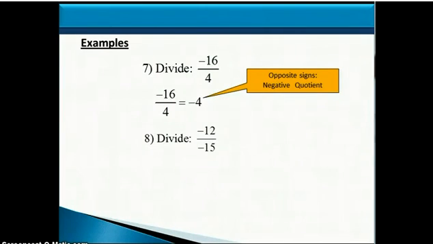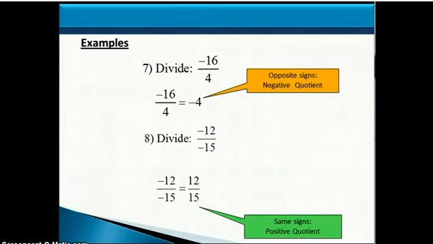Now let's divide negative 12 by negative 15. Here we have the same signs, so we have a positive quotient. Now 12 cannot be divided evenly by 15, so what we would want to do here is to reduce that fraction to simplify. Of course this can be done in one step, but just keep in mind that a negative divided by a negative will always be a positive. And then if you can't divide that evenly, make sure you just reduce that fraction.